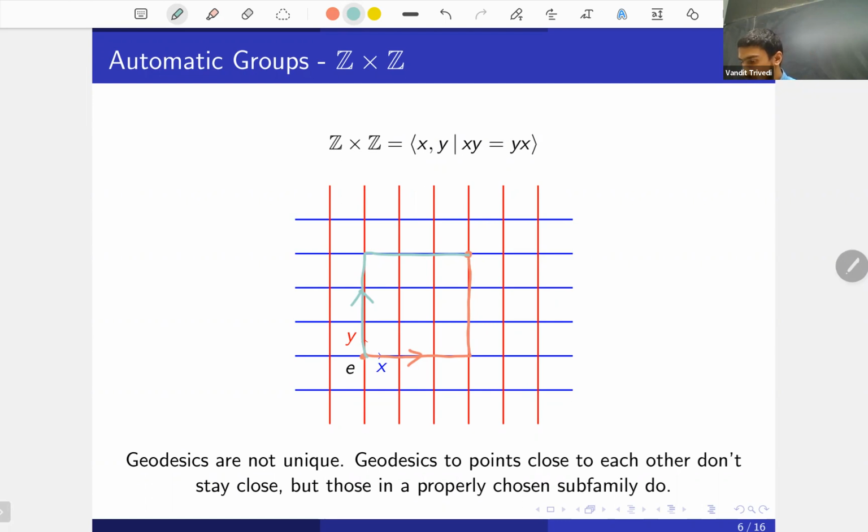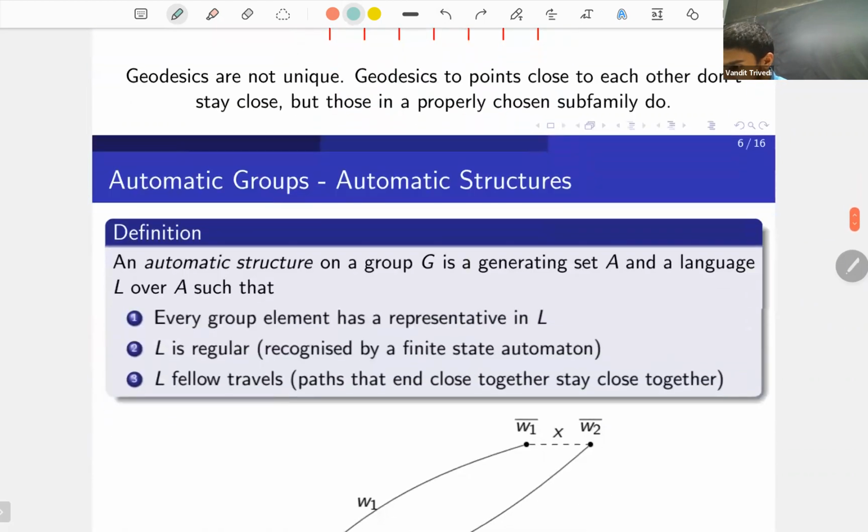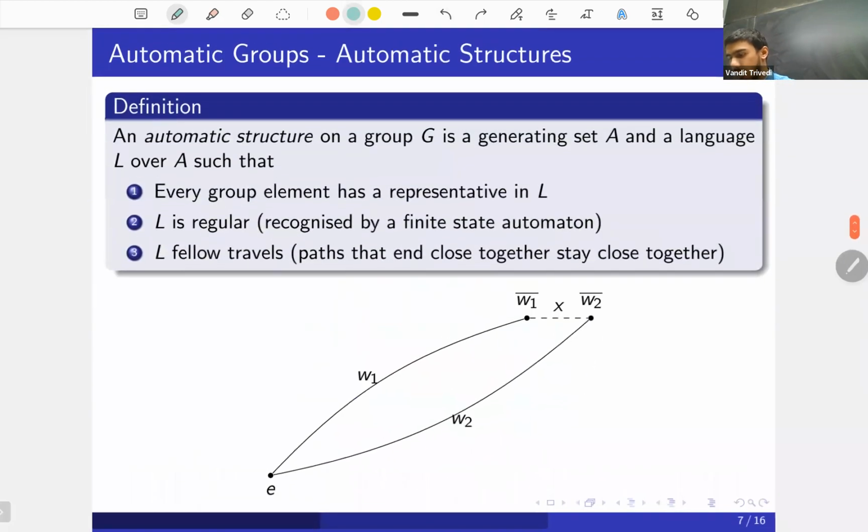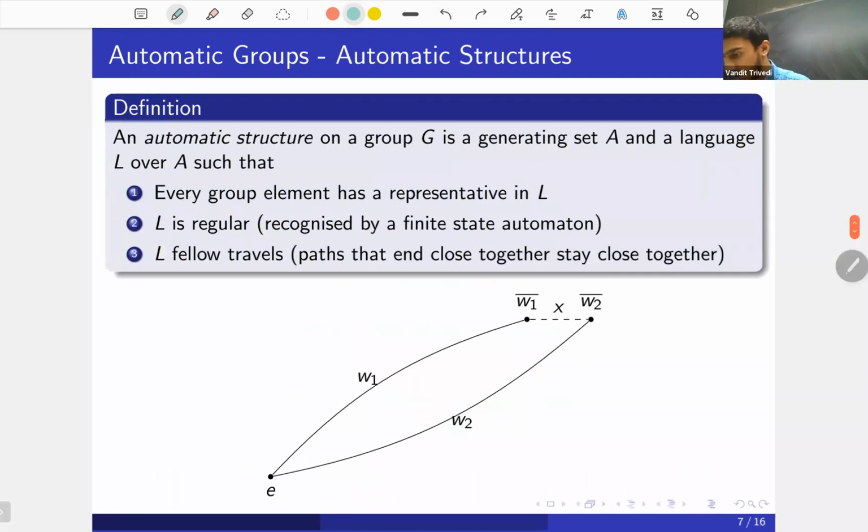But what we can do instead of taking all geodesics, or all shortest representatives, is pick one particular one. I could say, for instance, that I'm only going to look at paths that go along in the x direction first and then go in the y direction. So you go left first or right first, and then up or down to get to where you need. And what I'm doing is, instead of picking all geodesics, I'm picking one representative, and those paths would in fact stay close together. So that's some intuition behind automatic groups, which actually brings us to a definition.